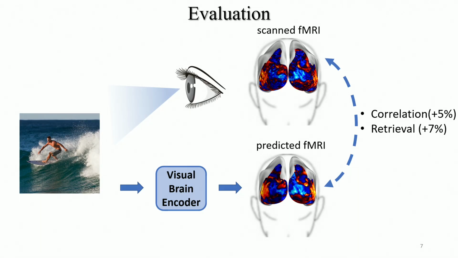Thank you, Navve. Let's talk about evaluating our encoder. A subject sees an image, and we measure the corresponding fMRI response. We can now use our encoder to predict the fMRI signal. We evaluate our encoder using multiple quantitative metrics, among them correlation and retrieval, where it consistently outperforms previous approaches. We provide detailed evaluation in the paper.